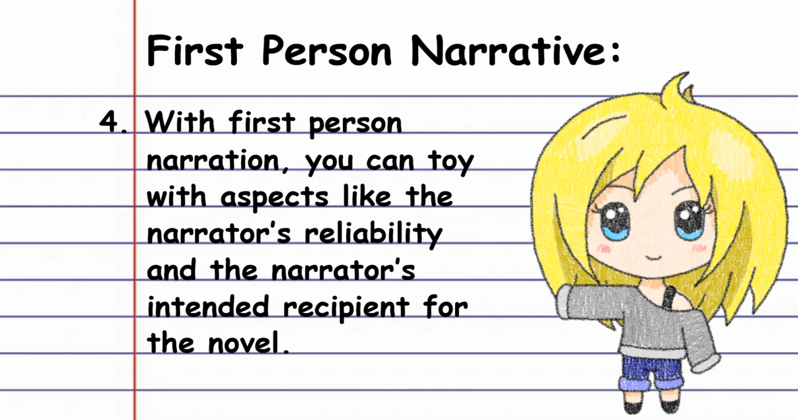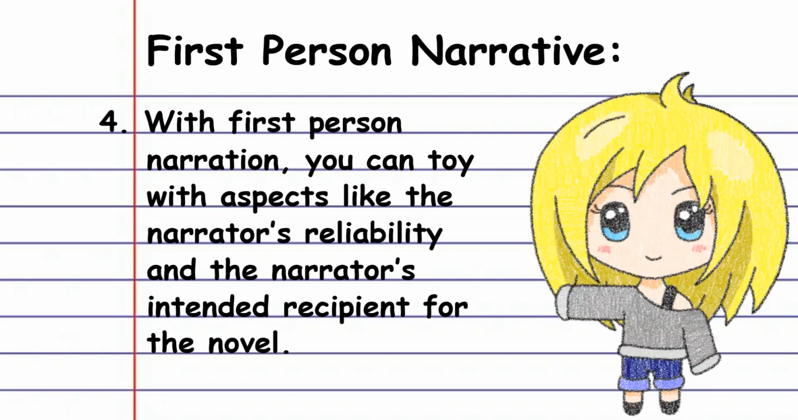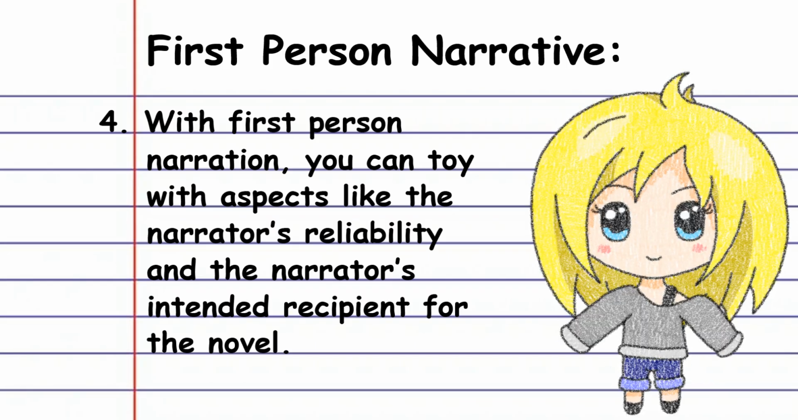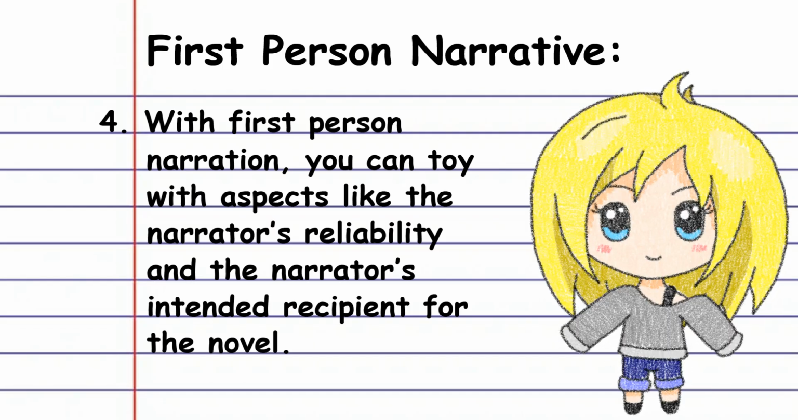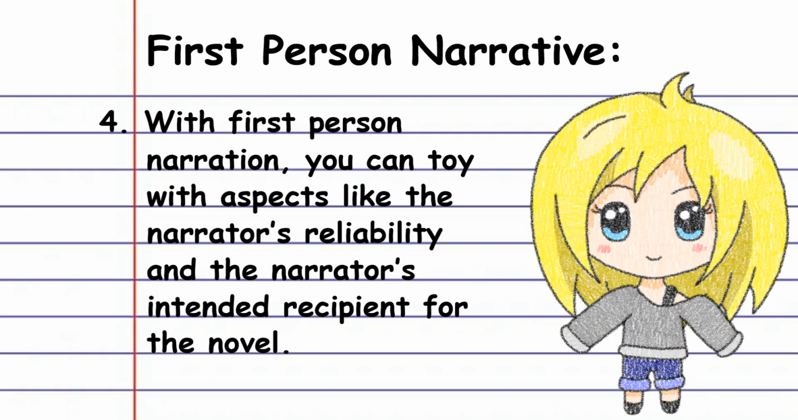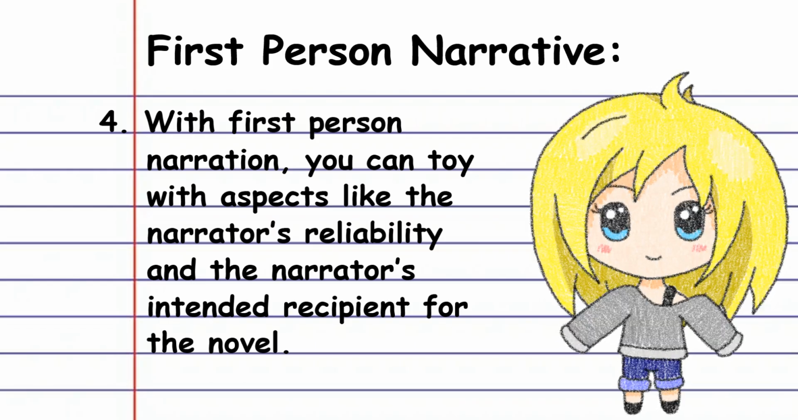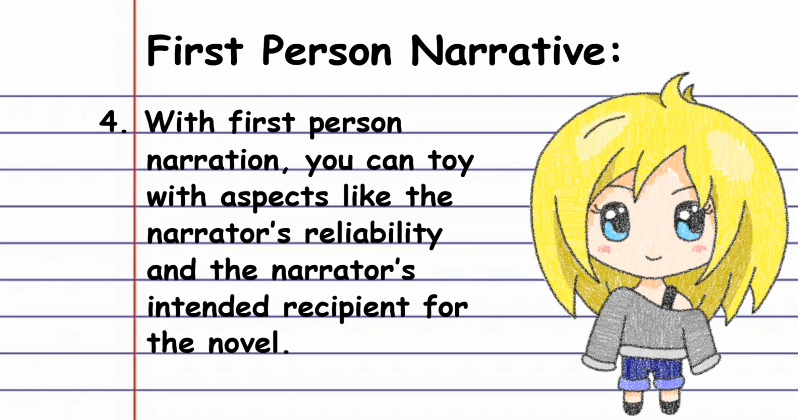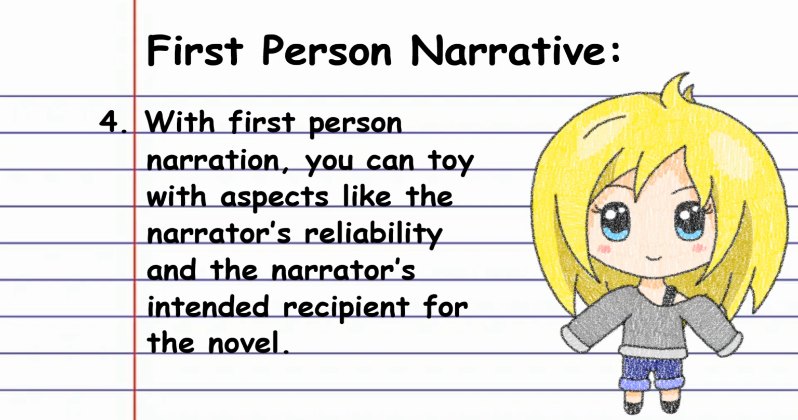With first-person narration, you can also play around with things like the narrator's reliability and the narrator's intended recipient. For example, a reliable narrator is just somebody who tells you the story as it happened, whereas an unreliable narrator might not necessarily be telling you the truth. They could be straight up lying, they could be exaggerating the truth, they could be misremembering things, or they could be suffering from some kind of delusion. Either way, with first-person narrative, and sometimes even with third-person narrative, you can't always believe everything the narrator tells you.